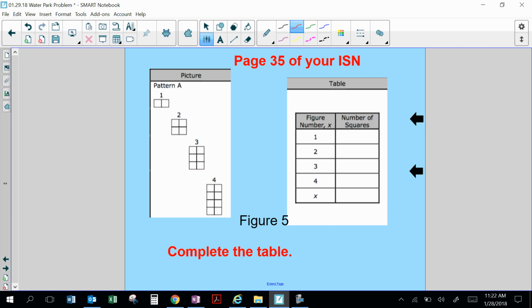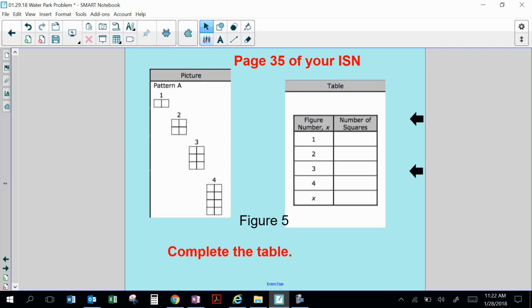All right, so please open up your notebook to page 35. You should have a blank space. So in here, this is a picture. These are the figure numbers, and this is a table. If you had to complete this table, and I'll do it for you, I need you to figure out the equation. In figure number one, number of squares, there are 2 squares. In figure number 2, there are 4 squares. In figure number 3, there are 6 squares. And figure number 4, there are 8 squares. Do you know what is the equation here?